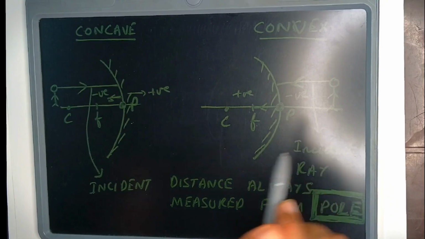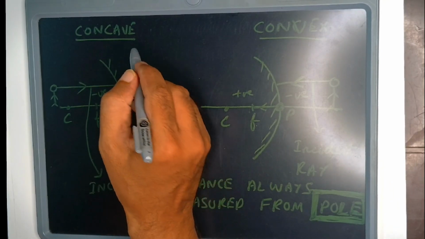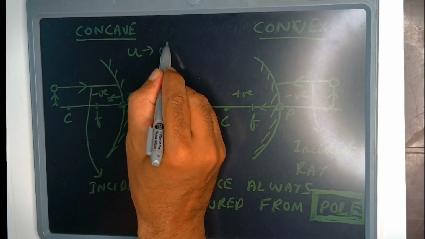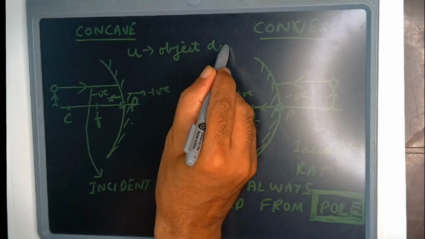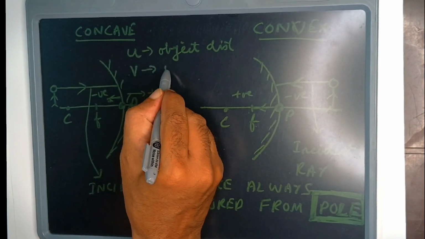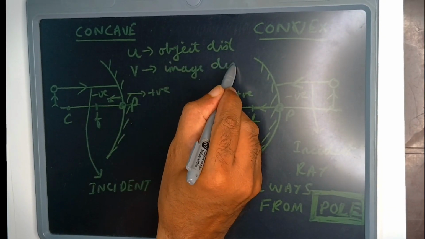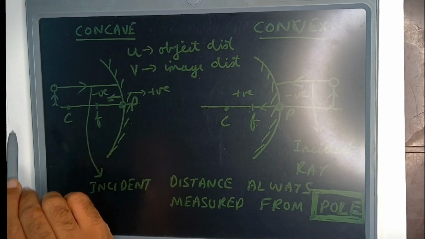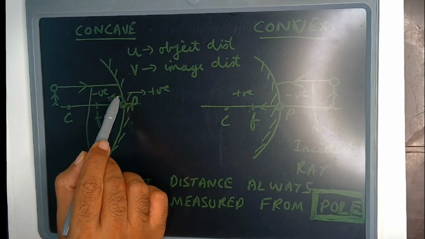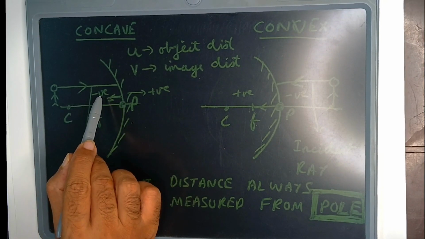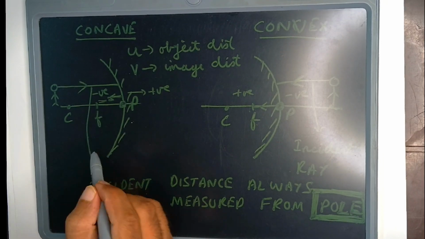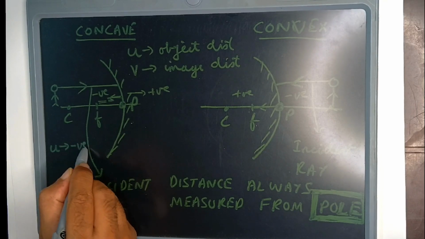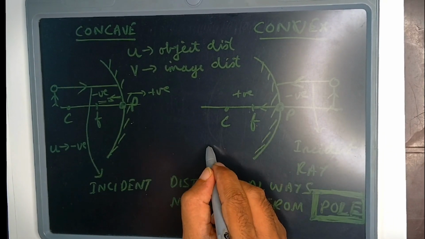If you observed here, there are certain denotations. U is called the distance of the object, the object distance. And V is called the image distance. If you notice here clearly, the object is placed on the left side. So all the distances measured from right to left for a concave are negative. That means the object distance U for concave is actually negative.